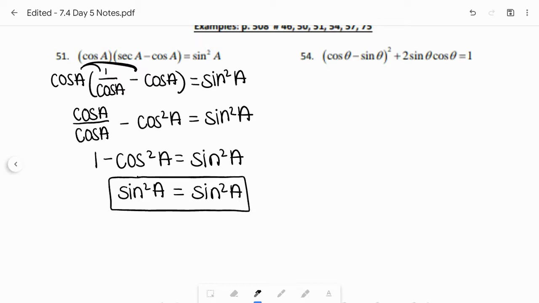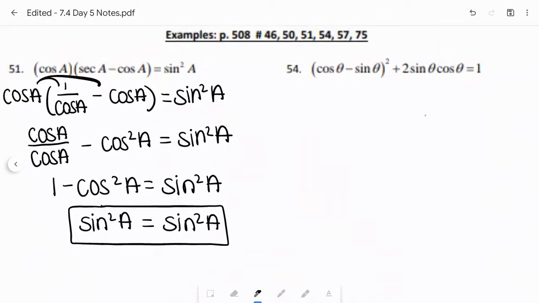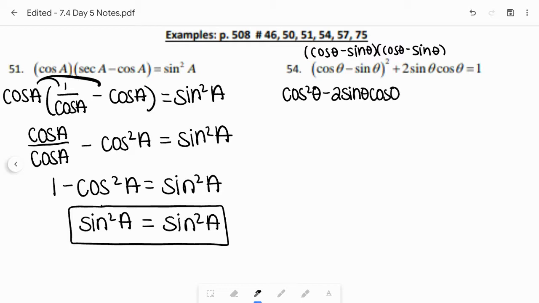Number 54, we've got cosine of theta minus sine of theta, squared, plus 2 sine of theta cosine theta equals 1. So very clearly, the left-hand side is more complex. So the first thing I need to do is double distribute. So I am going to have cosine theta minus sine theta times cosine theta minus sine theta. Okay, so if we double distribute, I have cosine squared of theta minus 2 sine theta cosine theta plus sine squared theta.